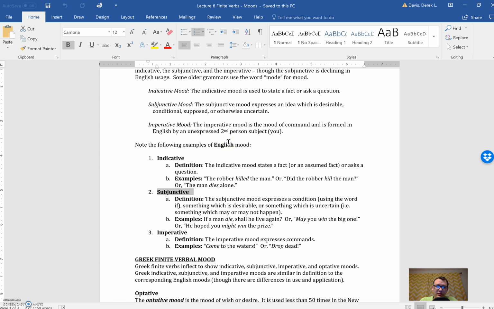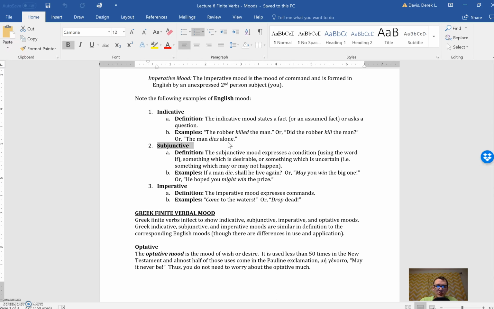In Greek, they have the same three moods, though there are a couple additional ones in Koine Greek. There are quite a few more in Classical Greek. Thank goodness we don't have to learn those. But the three major ones that we're going to be focusing on for the purposes of this class are the indicative, the subjunctive, and the imperative.